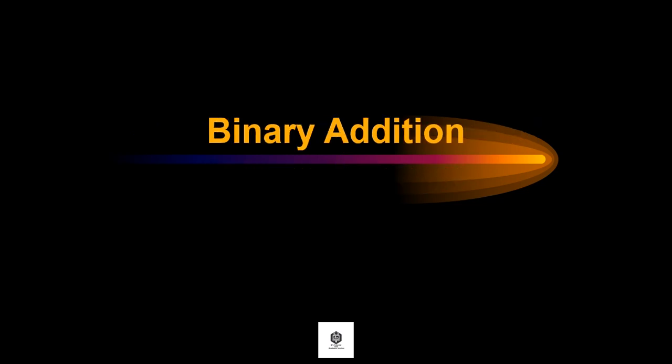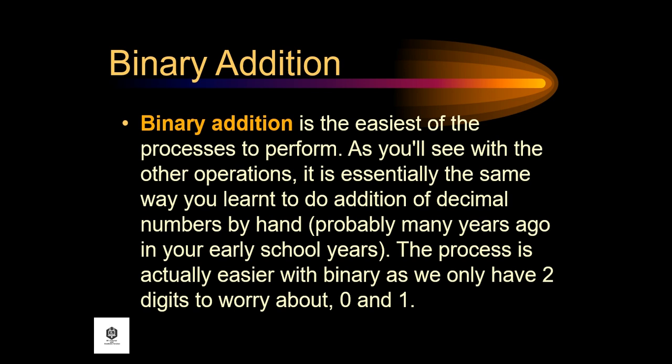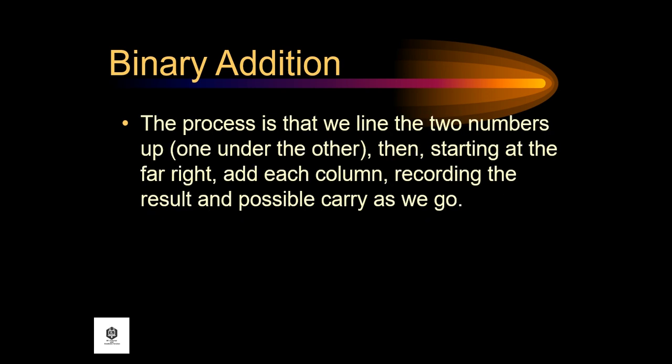First, the binary addition. Binary addition is the easiest of the processes to perform. As you will see with the other operations, it is essentially the same way you learned to do addition of decimal numbers by hand, probably many years ago in your early school years. The process is actually easier with binary as we only have two digits to worry about, 0 and 1. The process is that we line the two numbers up, one under the other. Then, starting at the far right, add each column, recording the result and possible carry as we go.